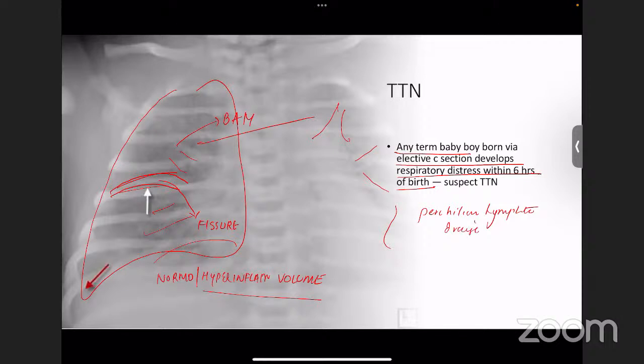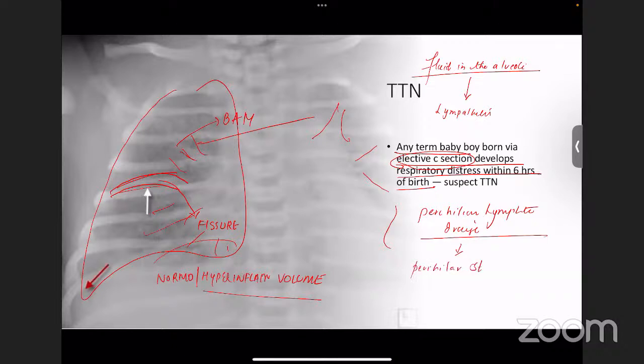What is the pathophysiology of TTN? Simple: these children are born by elective C-section, so there is no way to take out the fluid which is normally present in the lung. Fluid in the alveoli is not removed, and it takes time to be removed physiologically. Till then, these children will have some form of respiratory distress, and this fluid will be removed via the lymphatics. When the lymphatics converge toward the perihilar region because of more fluid going, you will see this kind of streak pattern, the perihilar streak, which is perihilar lymphatic. This perihilar streak pattern is known as the sunburst sign.